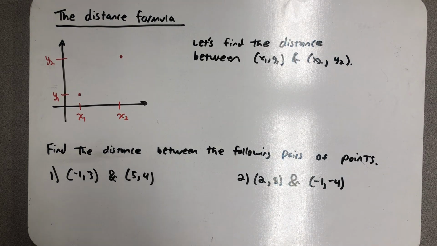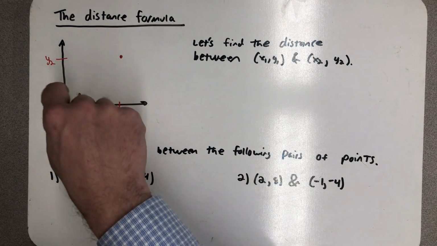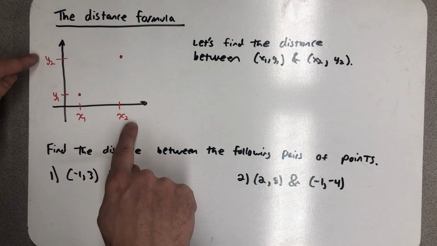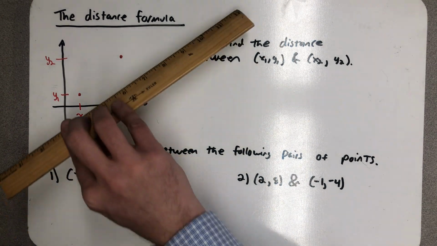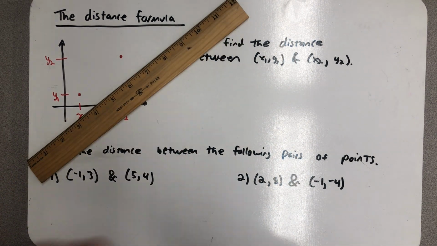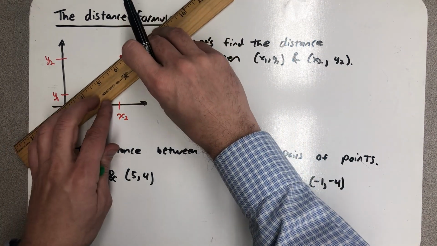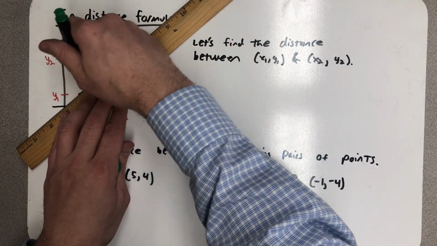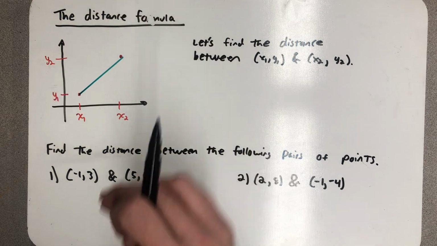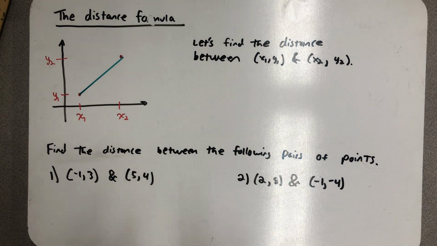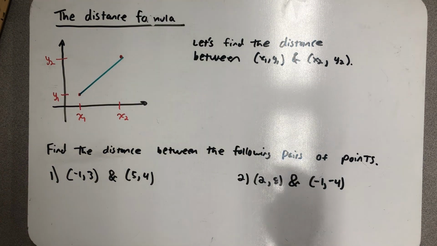I want to derive the distance formula. Let's think about these 2 points. I want to find the distance between the point at x1, y1 right here and the point at x2, y2 right here. And so we can visualize that straight line distance that I'm trying to find. And more specifically, I want to be able to apply that to any point.